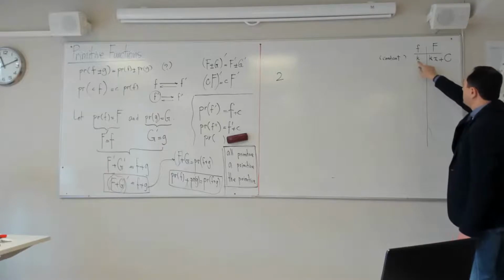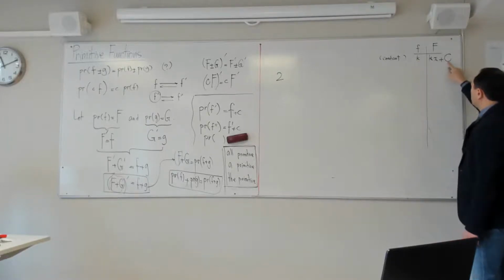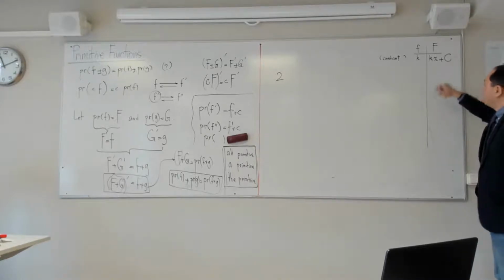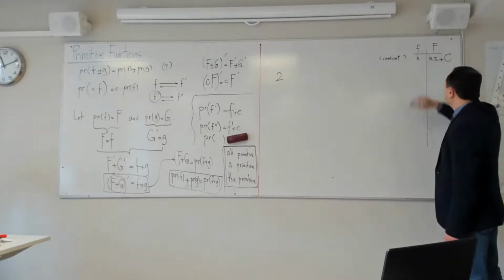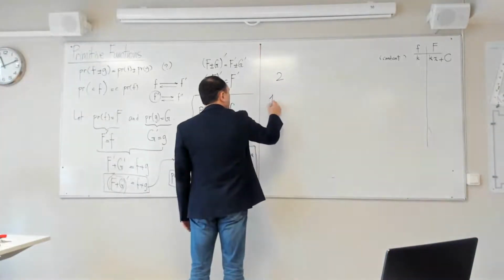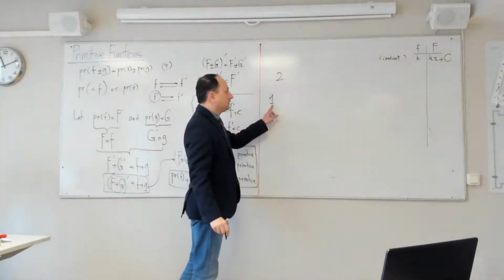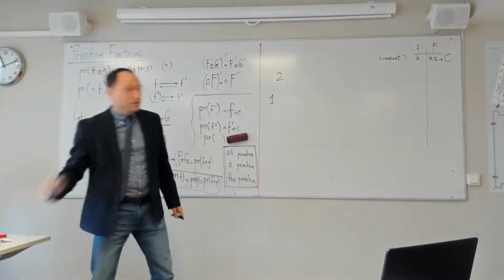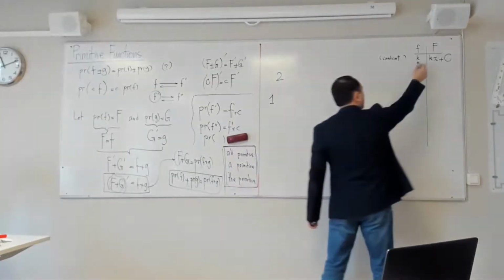This is why I changed the name of the constant to k, because I want to reserve c for this constant of integration, or primitive function. Okay, so that's it. If I ask you what is a primitive function for 1, it's x plus c, or you can say x. Let me write this in blue. These are the specific cases.